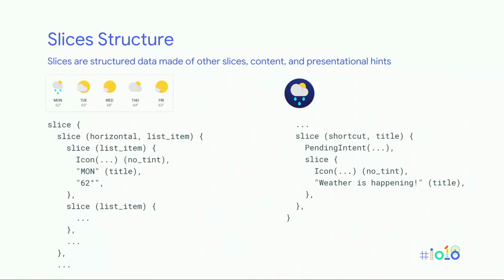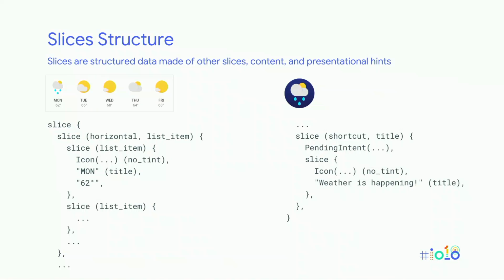One thing to note, this is not actually code on the screen. I know it looks kind of like a DSL. But this is really a string representation of what you would construct once you're actually done building a slice. There are a few things that we extract out of this information. The structure that it has determines the template, like this example of a horizontal weather slice. It also contains the content itself, icons, text, pending intents for interactivity.